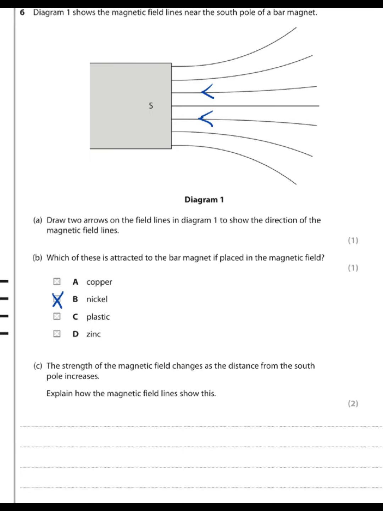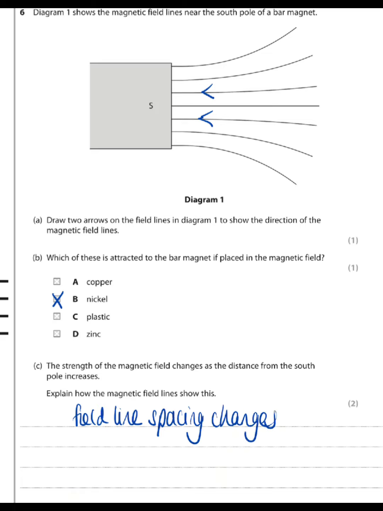And part C, the strength of the field changes as the distance from the south pole increases. Explain how the field lines show this. So the way that we know from field lines what the strength of the magnetic field is, the closer they are together. So as you move further away from that south pole, you can see that the field line spacing is actually changing. Okay, so that's what's happening to it.